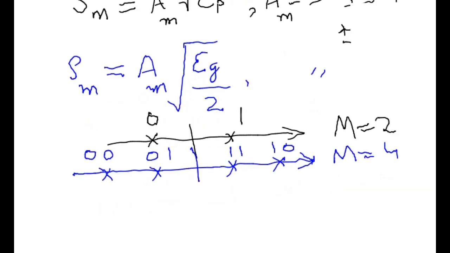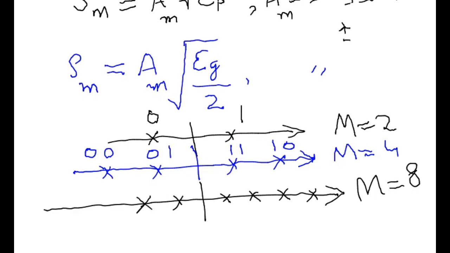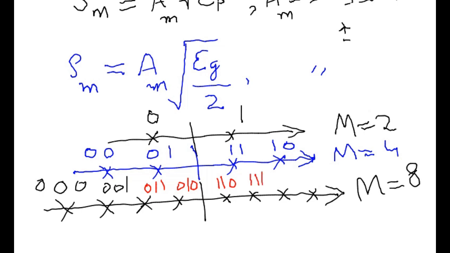Similarly, we can also draw this for M equal to 8. So you have 8 signal points, 4 on this side and 4 on the other side, and each would represent a bit sequence: 0 0 0, then 0 0 1, then the next 0 1 1, and 0 1 0, then we have 1 1 0, and 1 1 1, and 1 0 1, and then 1 0 0.